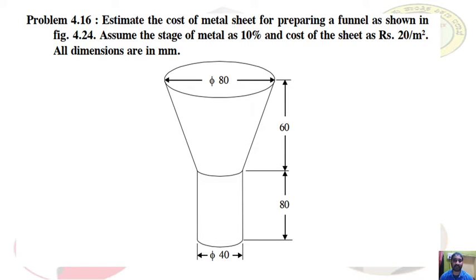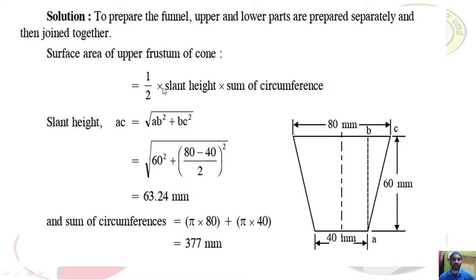If you see this funnel, it consists of two parts. The upper is a frustum of a cone and the bottom one is a hollow cylinder. You have to separately develop these two parts and join them. For the upper funnel part, the upper diameter is 80 and the lower diameter is 40, and the height of this funnel is 60 mm. The bottom portion is a hollow cylinder.